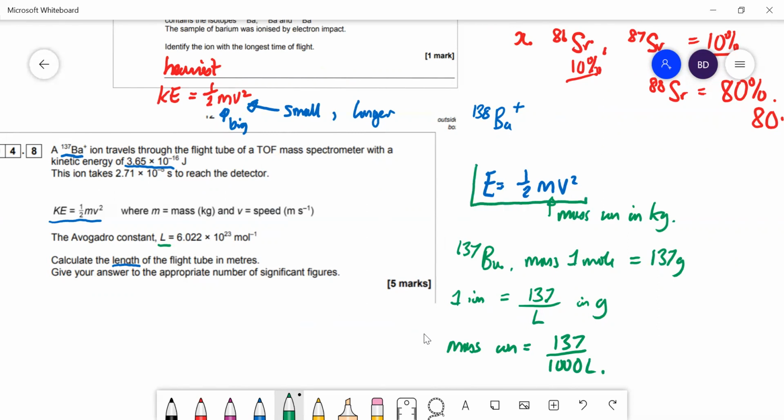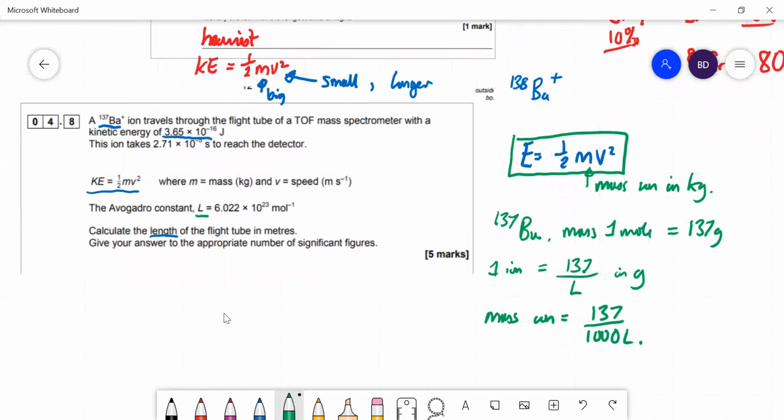Right, now I'm going to put it into this equation, half mv squared. So we get E is equal to a half. Now m is 137 divided by 1,000 Avogadro constant, multiplied by v squared. Now you also need to note from your GCSE physics or A-level physics or whatever, that velocity is equal to the distance, which is the length of the flight tube here, d, over the time, t taken. So let's just square that. So v squared is equal to d squared over t squared. And let's put that into that equation there. So I'm going to have d squared over t squared.